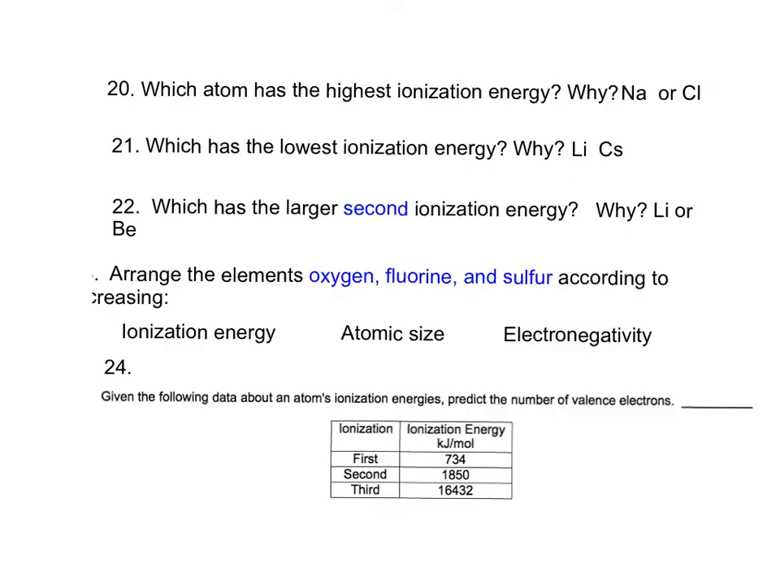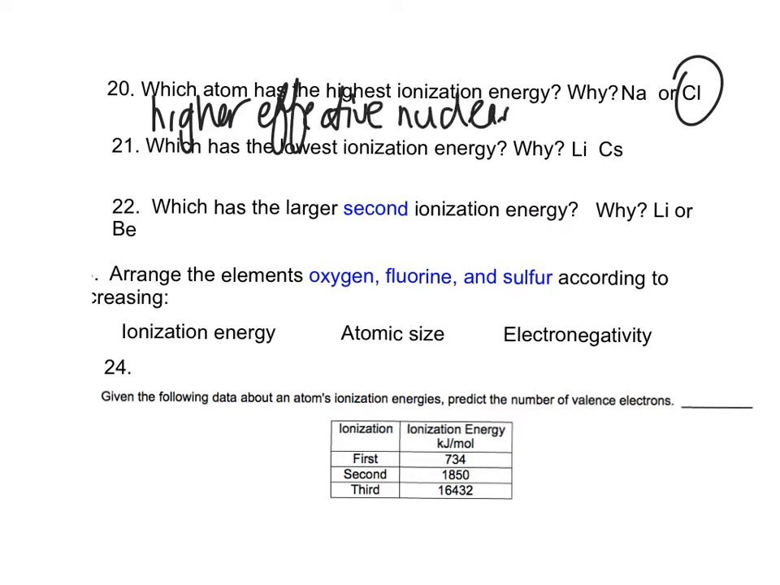Okay, so let's just start answering some questions now, since we've pretty much been over everything. Now it's just a matter of you practicing and practicing. Which atom has the highest ionization energy and why? Chlorine does in this case, and you have to give reasons now. And the reason is that chlorine has a higher effective nuclear charge. Okay, which has the lowest ionization energy and why?